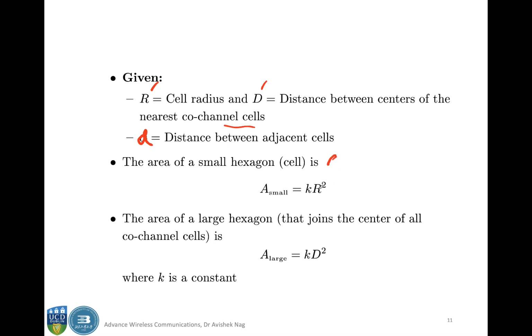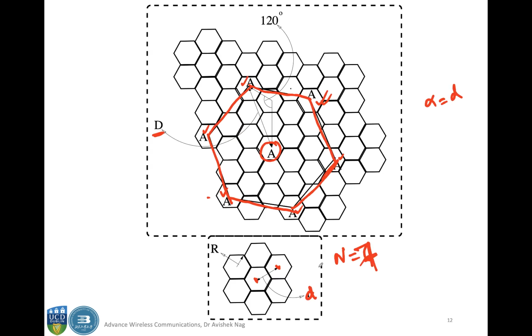With this geometry in mind, the area of a small hexagon is proportional to R square, so you have K times R square where K is a constant. The area of the large hexagon is K times D square, where the proportionality constant is the same, because this is related to the geometry of a hexagon. If the hexagon radius is R, then the area is K times R square. If the hexagon radius is D, then the area is K times D square.